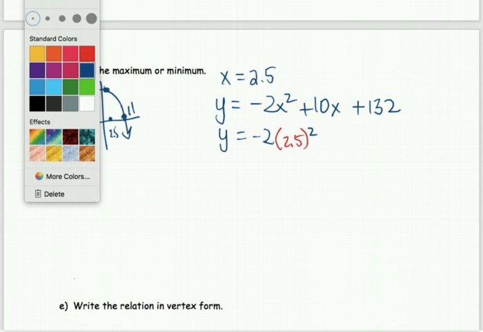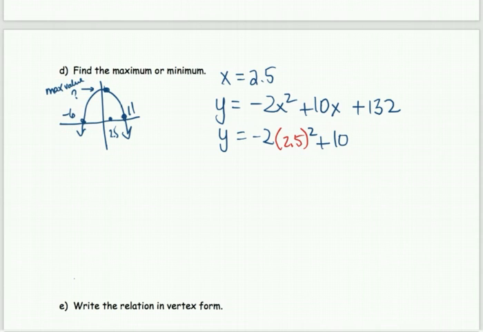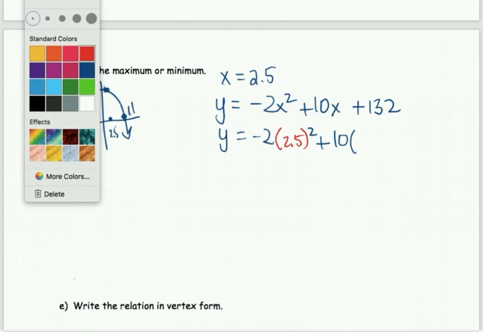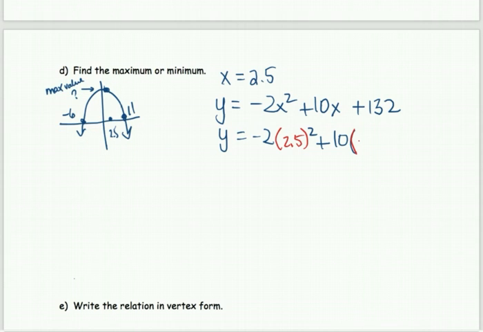Then, plus 10 times, and we're going to replace the second x here with 2.5. Then write everything else out. All right, follow BEDMAS. Let's do the exponent first. 2.5 times 2.5 makes 6.25.